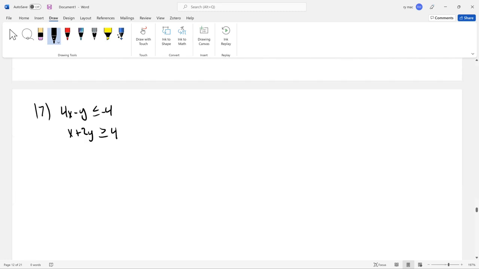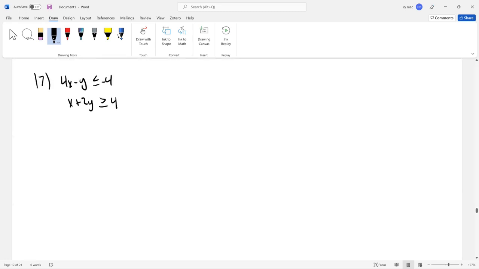All right, on to number 17, we start graphing. It's asking us to graph the solution set of the system and indicate if a system has no solution. So my first one is 4x minus y is less than or equal to -4, and x plus 2y is greater than or equal to 4.